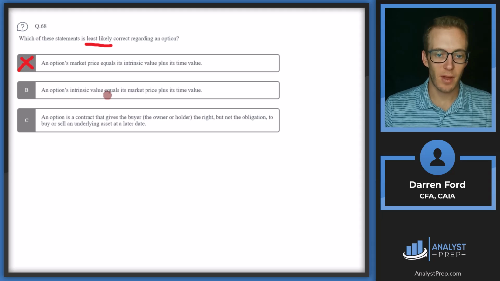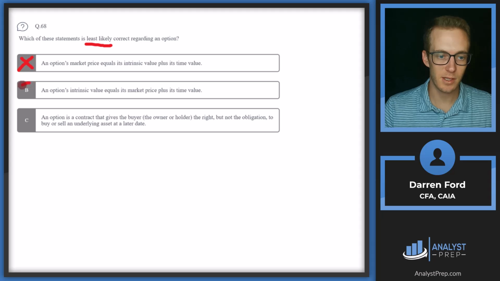B, an option's intrinsic value equals its market price plus its time value. So we can go with this answer because it contradicts what we said in answer A. We determined that price equals intrinsic value plus time value, whereas this is saying intrinsic value equals price plus time value, but it would actually be price minus time value. And then answer C, an option is a contract that gives the buyer, the owner or the holder, the right but not the obligation to buy or sell an underlying asset at a later date. That is what an option is, so we can rule out C, and confidently go with answer B.